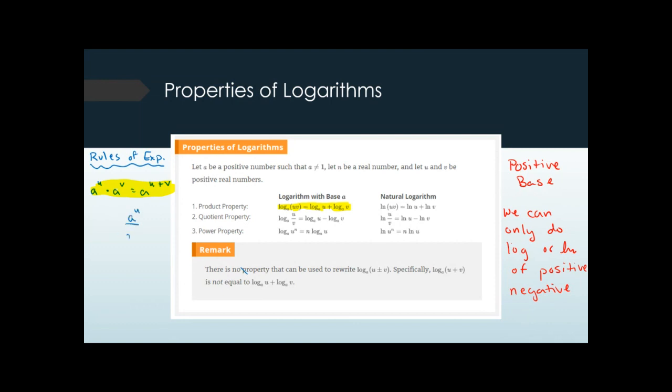A to the u over a to the v. You subtract the exponents, the top minus the bottom. So it's very similar to the quotient property with logarithms, where if you're dividing with a logarithm, it's subtraction. So if we're dividing with exponents, we subtract the exponents. So those are related.